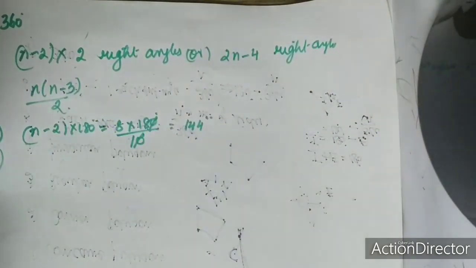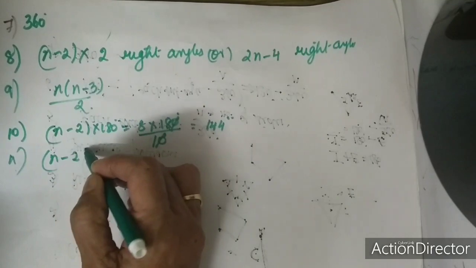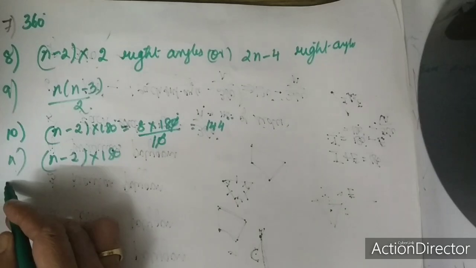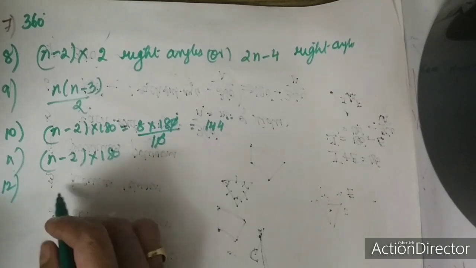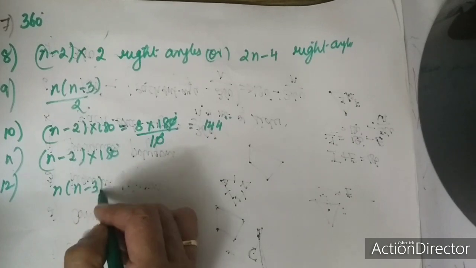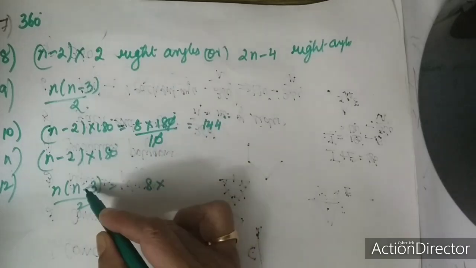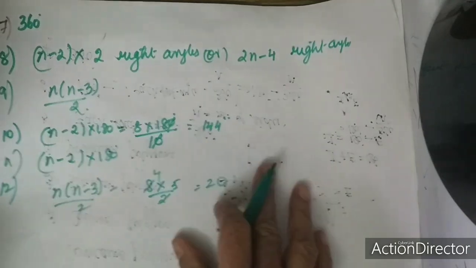Question number 11. The sum of all interior angles of a regular polygon is given by n minus 2 into 180 degree. N stands for number of sides. Question number 12. The number of diagonals in an octagon. So what is the formula for diagonal? Number of diagonals is n into n minus 3 upon 2. Octagon, number of sides is 8. So 8 into 8 minus 3 is 5, upon 2. So my answer is 20.